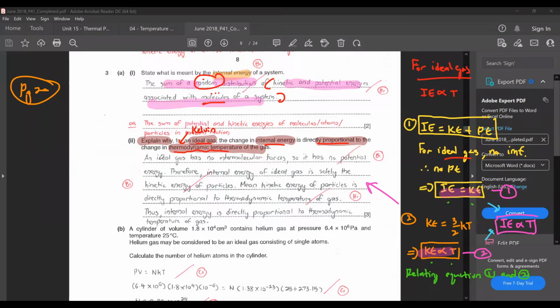First, you need to say that an ideal gas has no intermolecular forces, so it has no potential energy. Therefore, internal energy of an ideal gas is solely the kinetic energy. Then mean kinetic energy of particles is directly proportional to thermodynamic temperature of the gas. So therefore, internal energy is directly proportional to thermodynamic temperature of the gas. This last statement here is not required for you to write. It's not given any marks. The ones highlighted in green are the ones that actually have marks.